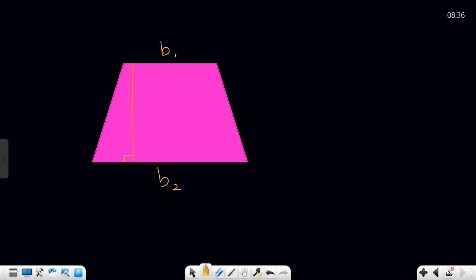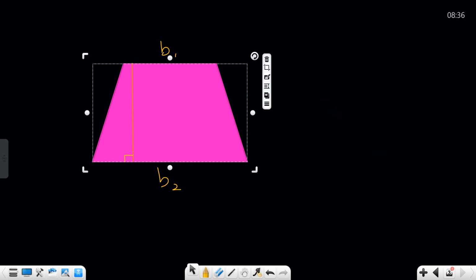Okay, and we want to find the area of that. Now, that happens to be an isosceles trapezoid, and if it's an isosceles trapezoid, you can handle it differently. However, they're not all going to be isosceles. So what does happen with an isosceles trapezoid is it allows you to do the following.